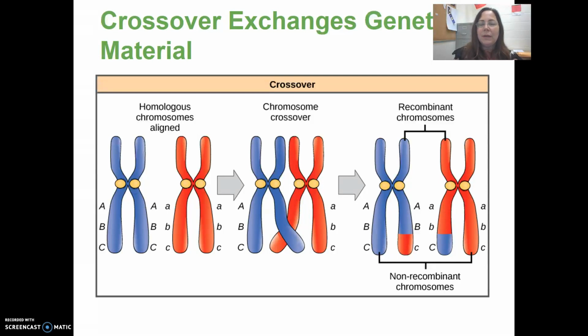Even though in reality there's usually more crossing over than what you see here, this is just to help you understand it. So the A's and the B's and the C's represent genes. If you look in the blue chromosome, it's got a capital A, capital B, capital C, which represent the genes for some traits. And then in the red chromosome, those genes are lowercase. So what that means is the red chromosome has a different version of that gene.